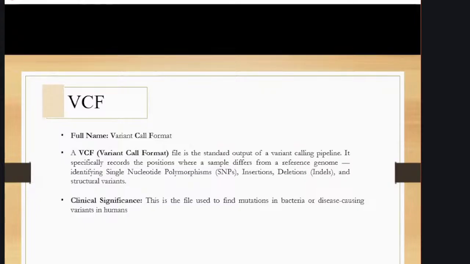The last format is the VCF format. The full form of VCF is variant call format. This format is a standard output of a variant calling pipeline. It specifically records the positions where a sample differs from a reference genome, identifying SNPs, insertions, deletions, and structural variants.